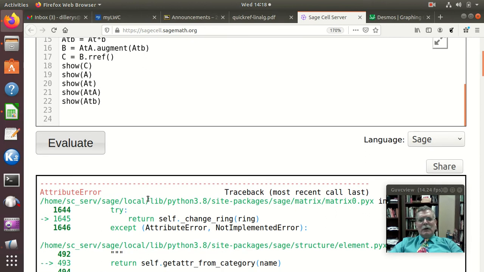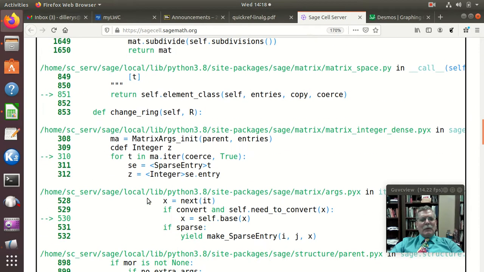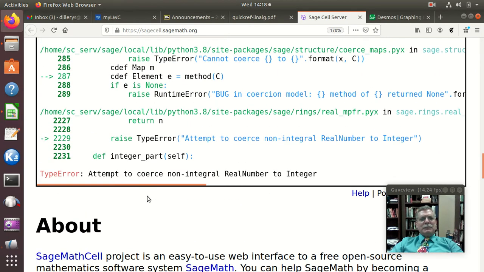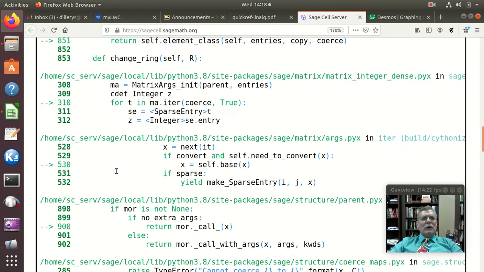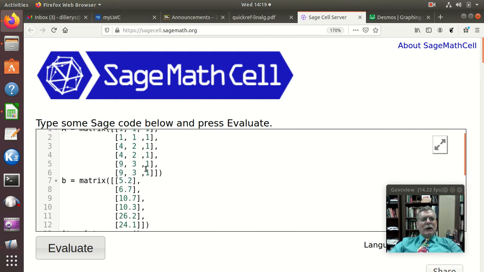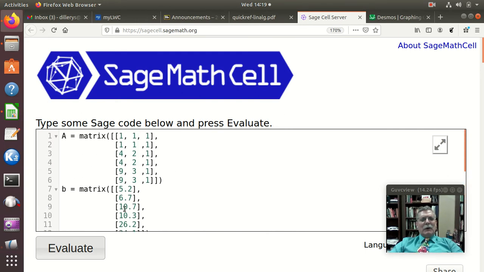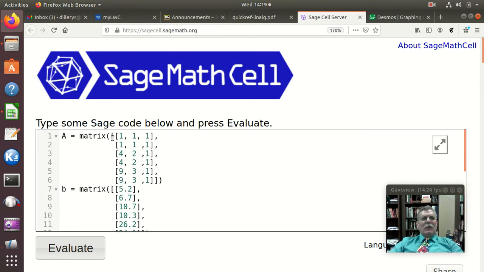Uh-oh, an error. What's it say? Okay, augment. Wow, big error. Attempt to coerce non-integral real number to integer. Okay, so these are interesting things you find. So these are decimal, these are integer, and when it went to augment here, it was not happy. So there are some things you can do.